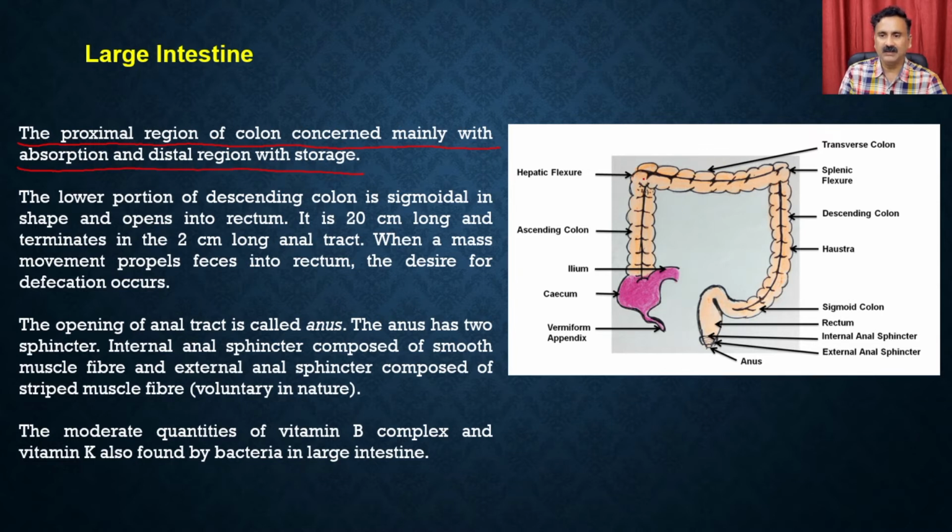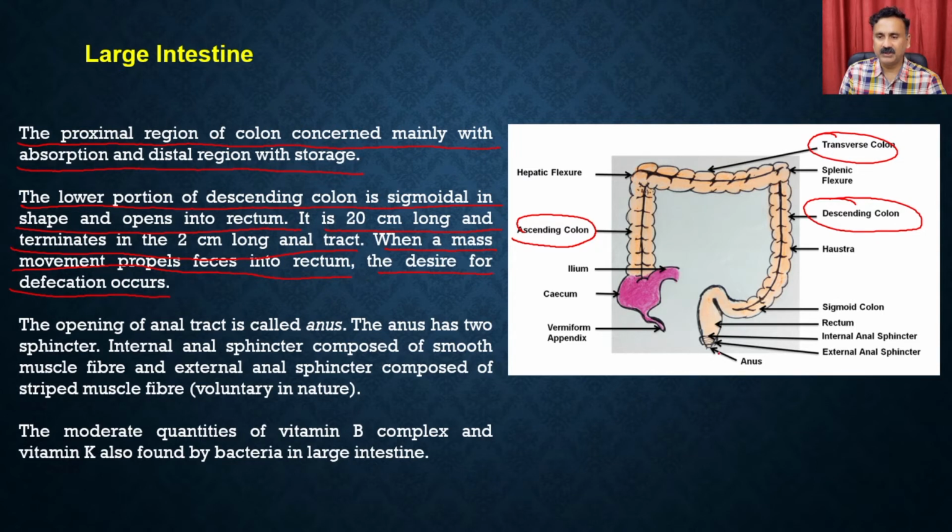So, what you see here is the colon, being the ascending colon, transverse colon or the descending colon, and these are very wide compared to the cecum or other parts of the large intestine, and the function is that it allows the absorption of the water material. The lower portion of the descending colon is sigmoidal in shape and it opens into the rectum. It is 20 centimeter long and terminates in a 2 centimeter long anal tract. When a mass movement propels feces into the rectum, the desire of defecation occurs, right.